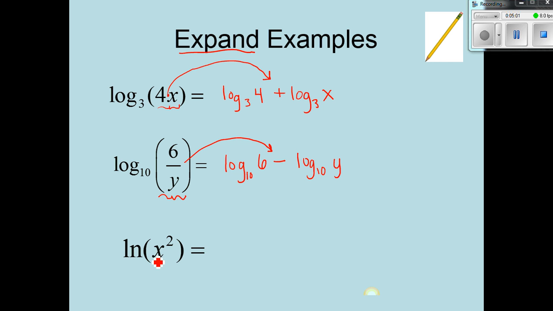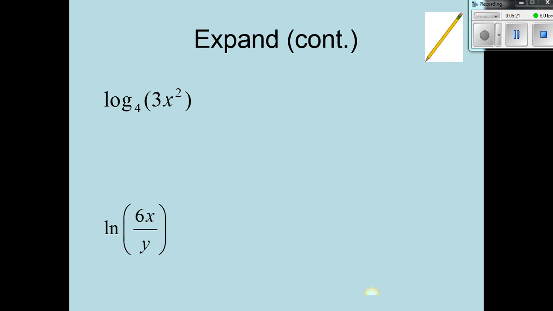If I have ln of x squared, that is considered a power. What do we do with powers? We multiply them. So we take the power, or the exponent, we put it in front as a multiplier. So this would become 2 times ln of x. Okay, let's try a few more.